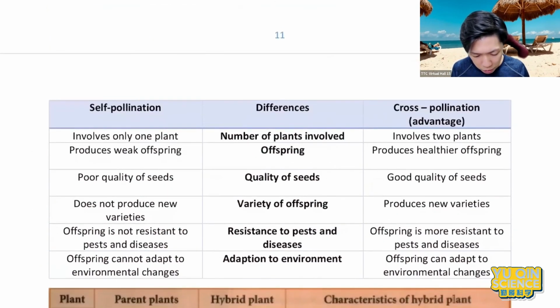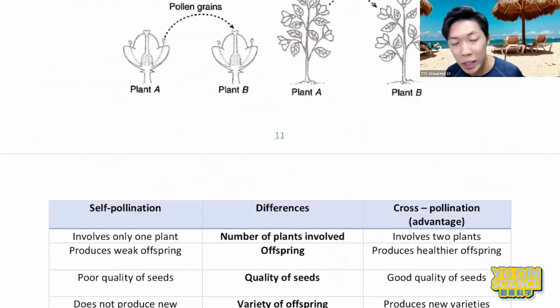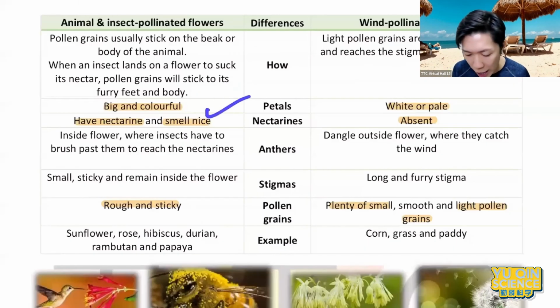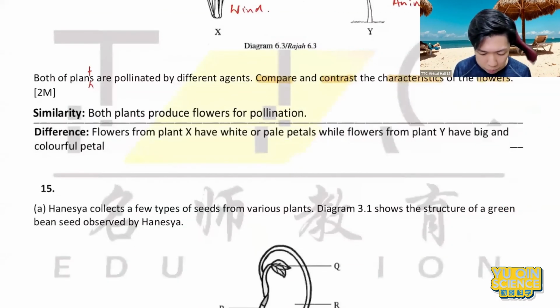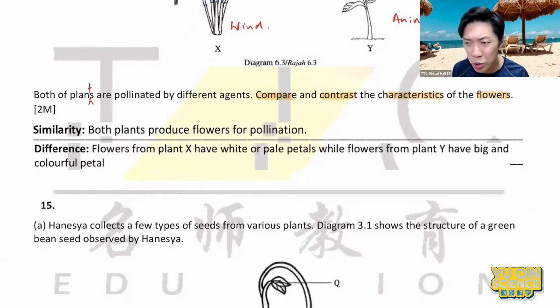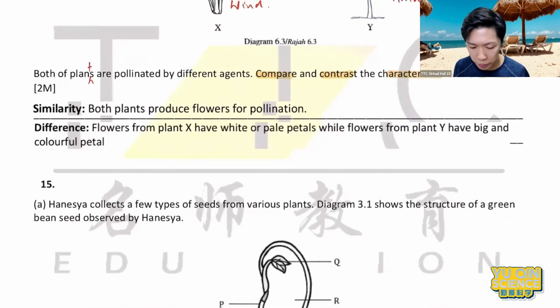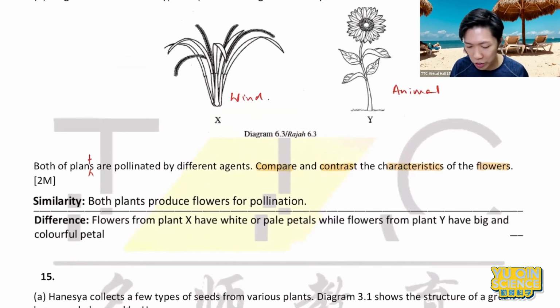Okay? Differences, many though. I think we're quite familiar with it. For example, colorful and big petal. Wow, the other one is white and pale. Smell nice, no smell. So quite a lot to choose from. So differences. Bam. Flower from plant X, which is this one, is white or pale. So wind doesn't choose color, wind just carries everything away. While plant Y has big and colorful petal. Okay, nice. There you go.